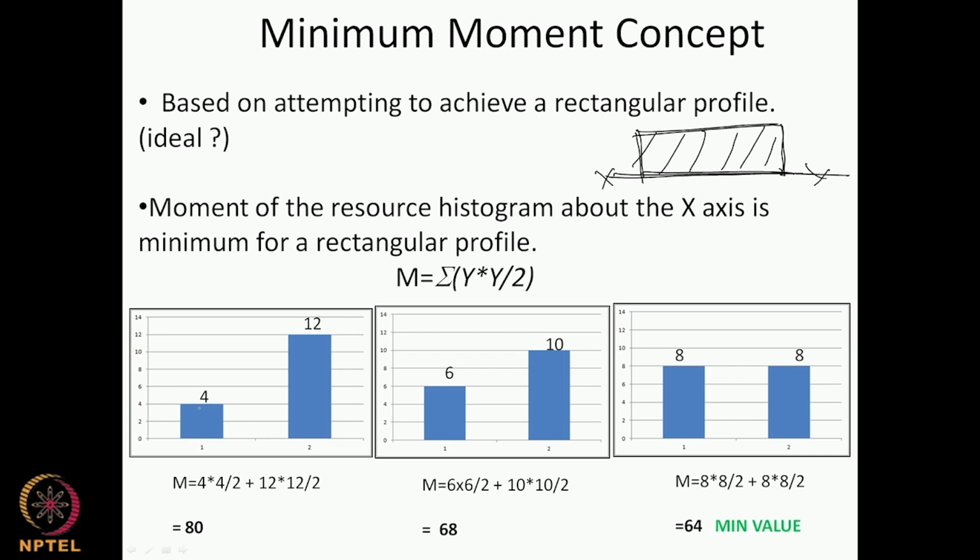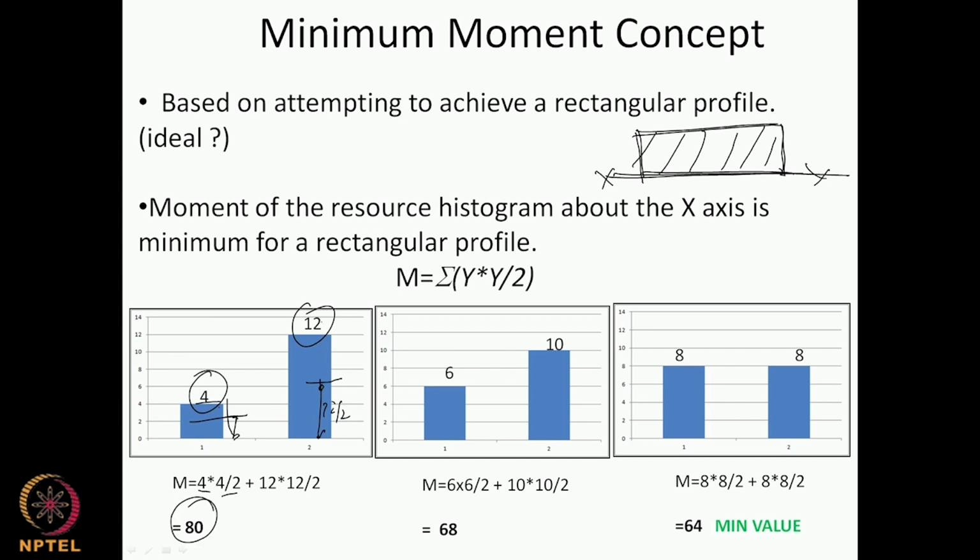two resource profiles for 2 days. One is 4, the other is 12, and the total is 16. If I take the moment of this about the x-axis, it's 4 into 4 by 2, that is the height into the height divided by 2. So this is the moment of this rectangle. Similarly, the moment of this rectangle is 12, the height, multiplied by 12 by 2. If I sum this up, I get the moment of this histogram, which is 80.